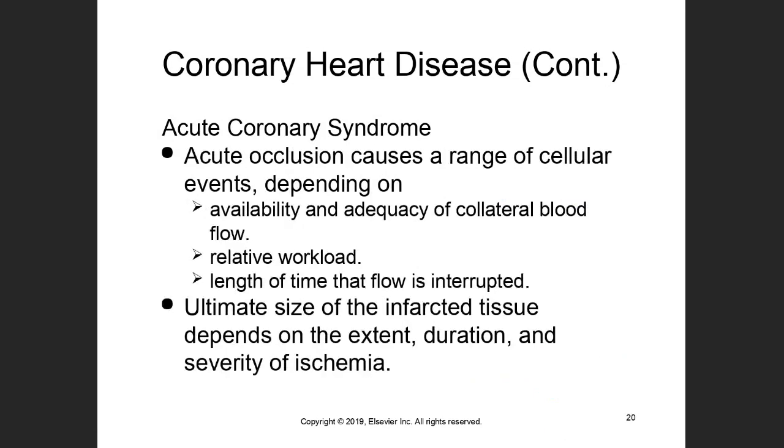Now we have acute coronary syndromes, acute occlusion, caused by a range of cellular events, depending on the ability and adequacy of collateral blood flow. That's why when you have a myocardial infarction in a young patient, the outcome is most of the time worse than when you have the same myocardial infarction in an elderly patient. Why? Because with the years, elderly patients develop this collateral blood. So if you make an obstruction in one part of the heart, you have the collateral blood that gives blood supply to the same area.